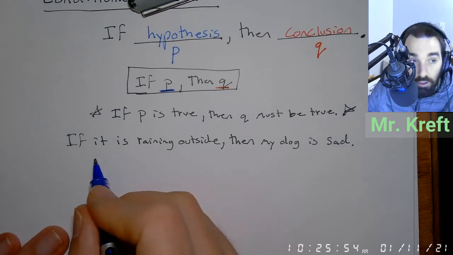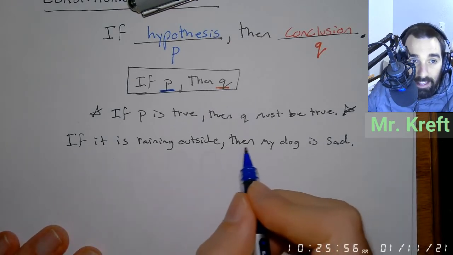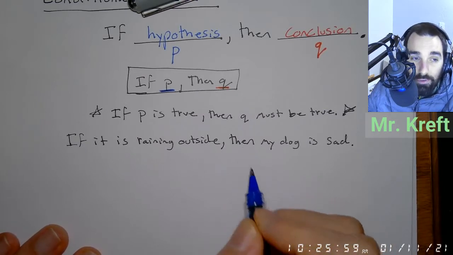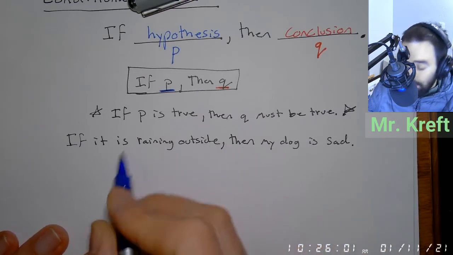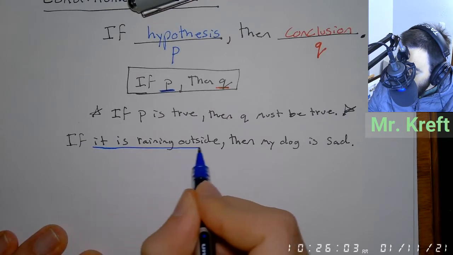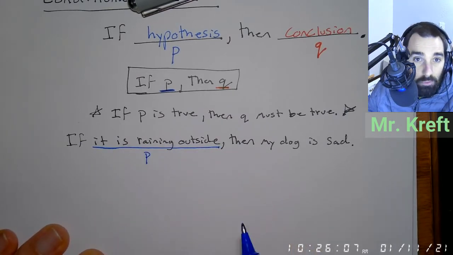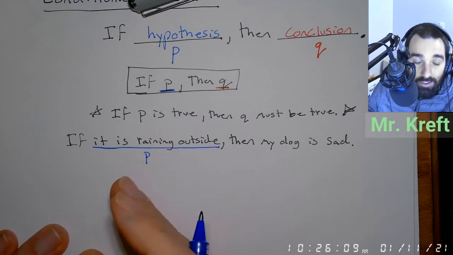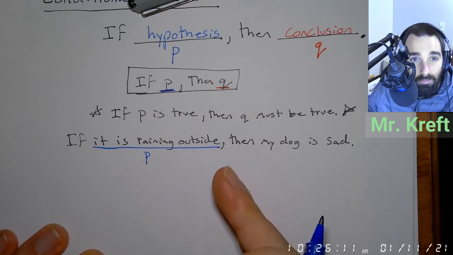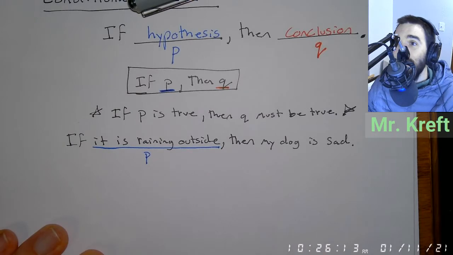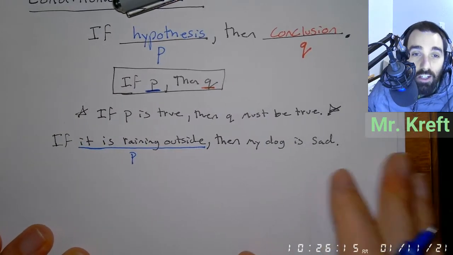All right, so hopefully you did that. So remember, if and then are not part of your hypothesis and conclusion. So my hypothesis here would be, it is raining outside. Do you guys see how that's a condition? Like, is it raining outside? It's either a yes or it's a no. Okay, so I look outside and I say, yes, it's raining outside.